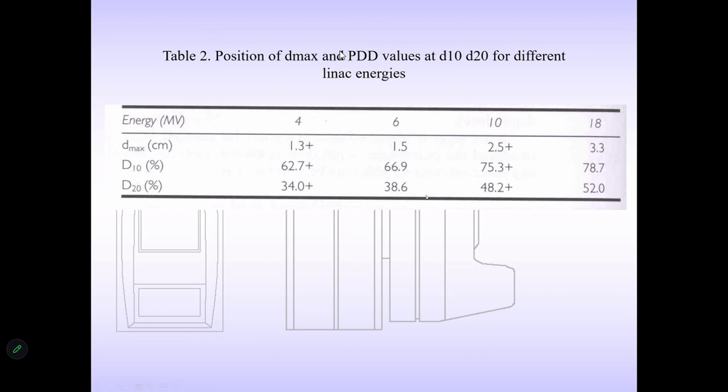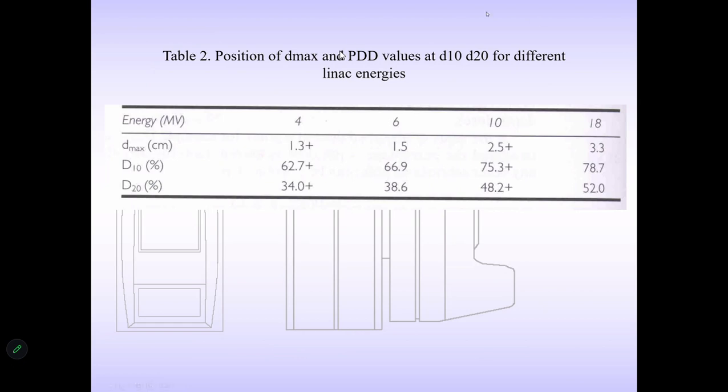So you could either use the International Atomic Energy Agency's TRS 398, or TG51, Task Group 51. That's by the AAPM. The AAPM one is very simple and straightforward. It's easy, anyone can follow it.